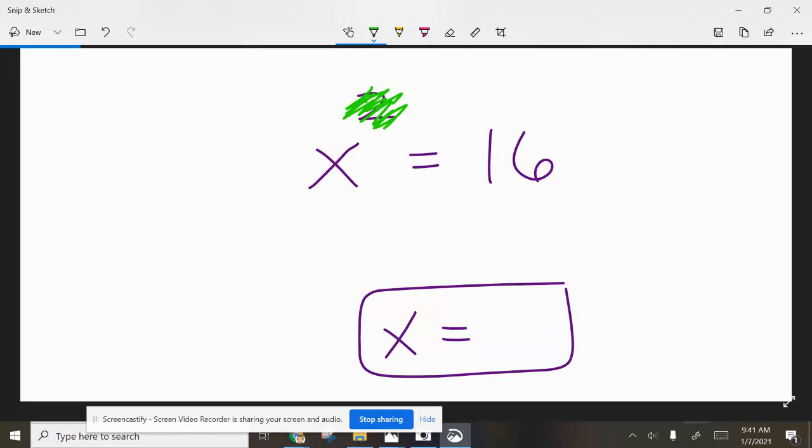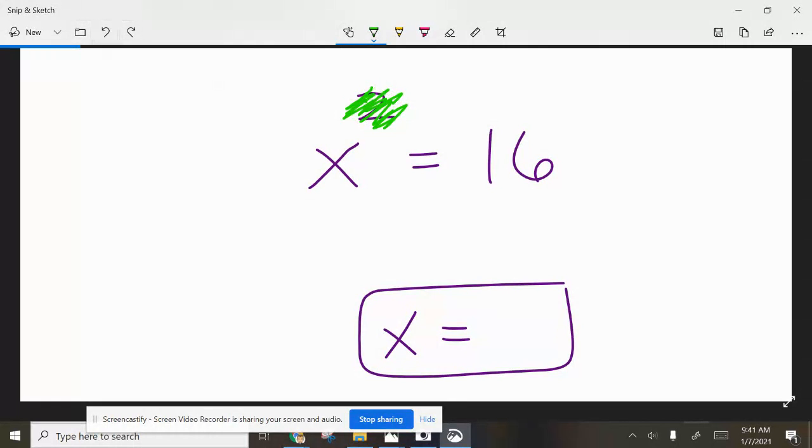So to get rid of this, we want to kill this. We want to destroy this. It wants to go away. How do we destroy this exponent? When all you're looking at is just x all alone, and that's what we want, right? We want x all alone. How do we do it? Okay, here we go.